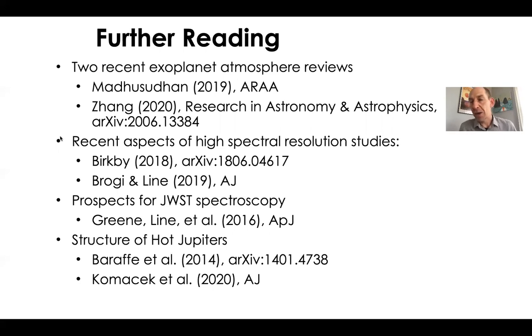In terms of high spectral resolution, which is a field that's growing rapidly today, and I just didn't have a lot of time to touch on, there are two nice papers I would recommend. One is by Jayne Birkby, 2018. This is a review of high-resolution observations. There's another paper by Brogi and Line that's on comparing models to data. In terms of prospects for James Webb spectroscopy, James Webb will be launching later this year. There's a nice paper led by Tom Greene that tries to assess how much more we'll know about hot Jupiter atmospheres in the era of James Webb compared to the previous era we're in today.